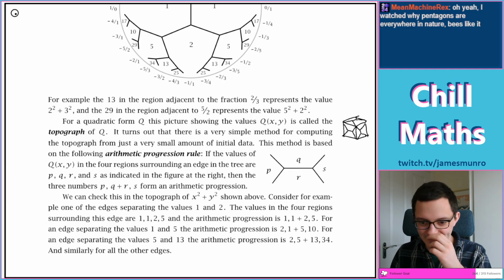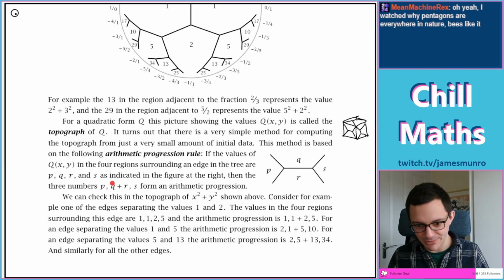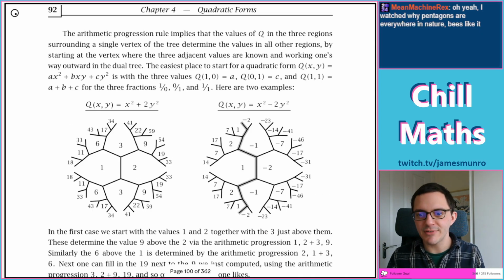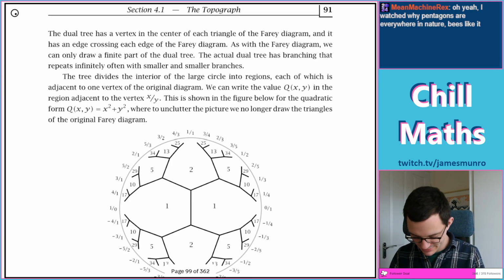Anyway, long time ago. Right, let's think about this arithmetic progression rule, because this seems good. We can check this. Yeah, we can go check it. I just circled some things. Don't make me circle them again. You've picked the same ones as me. Brilliant, okay, great. Similarly for all the other edges. Should we prove it? Let's prove it. Oh, that's ambitious.